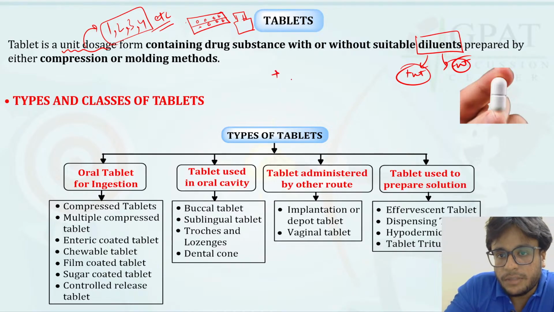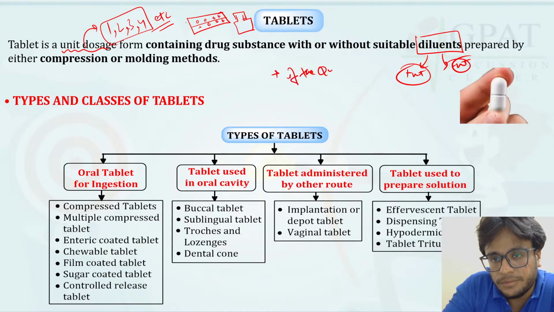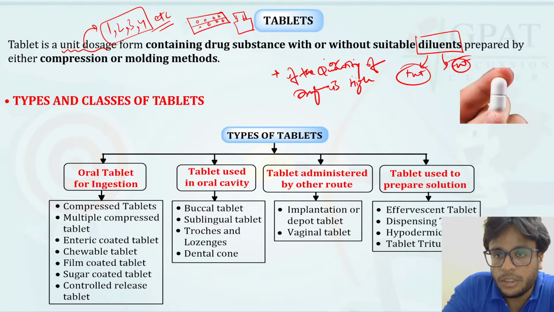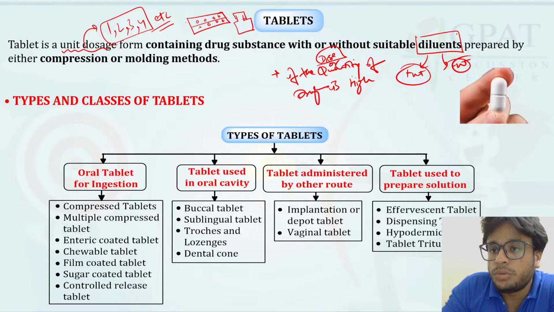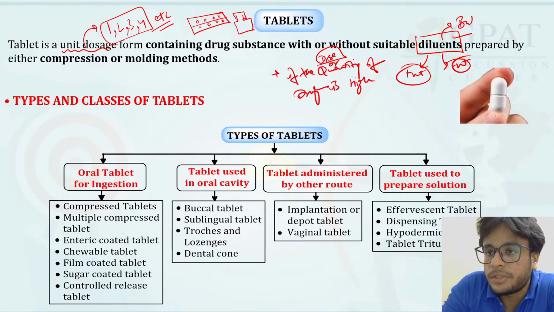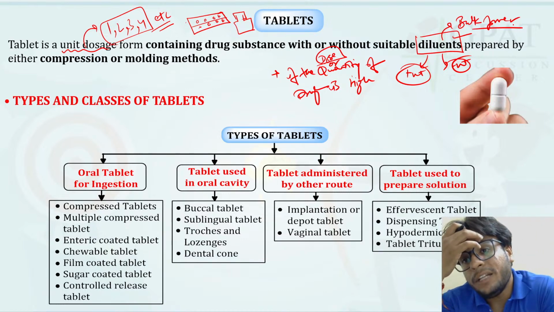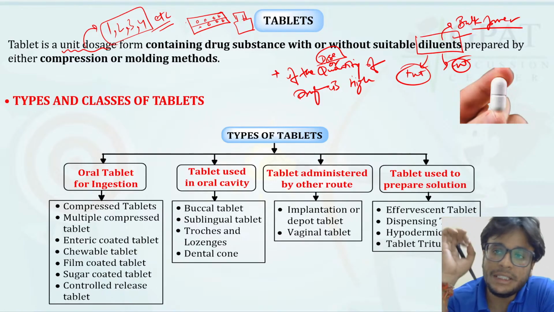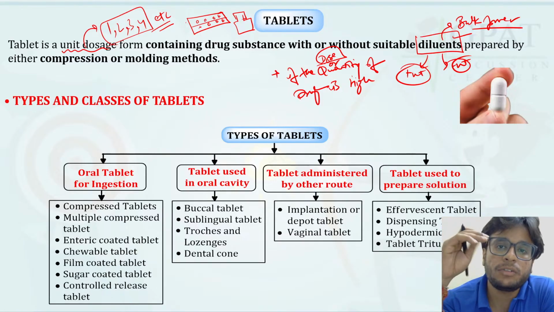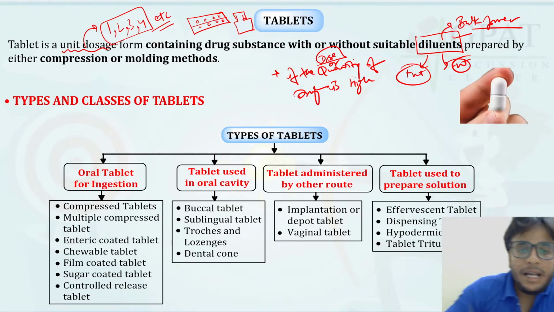If the quantity or the dose of the drug is high, then we are not going to use these diluents because they are mainly the bulk formers. We basically use these diluents when the tablet mass or the dosage of that particular API is very less. And there's a difference in between.